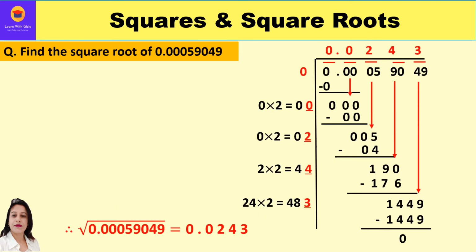Now let me take up another question. Find the square root of 0.00059049. Now this number is in decimal form and we are going to use the long division method to solve it.